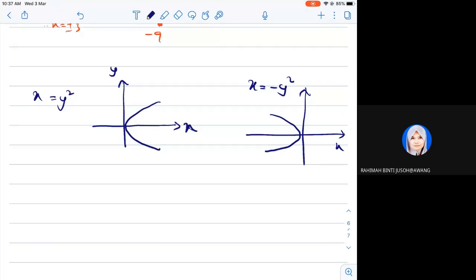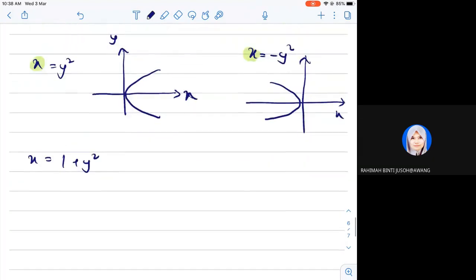Okay, tadi y sebagai subjek, first kali. Okay, sekarang ni x pula. Saya buat x equals to y squared, x equals to negative y squared. Okay, kalau saya ubah x equals to let's say 1 plus y squared. So what happened guys?